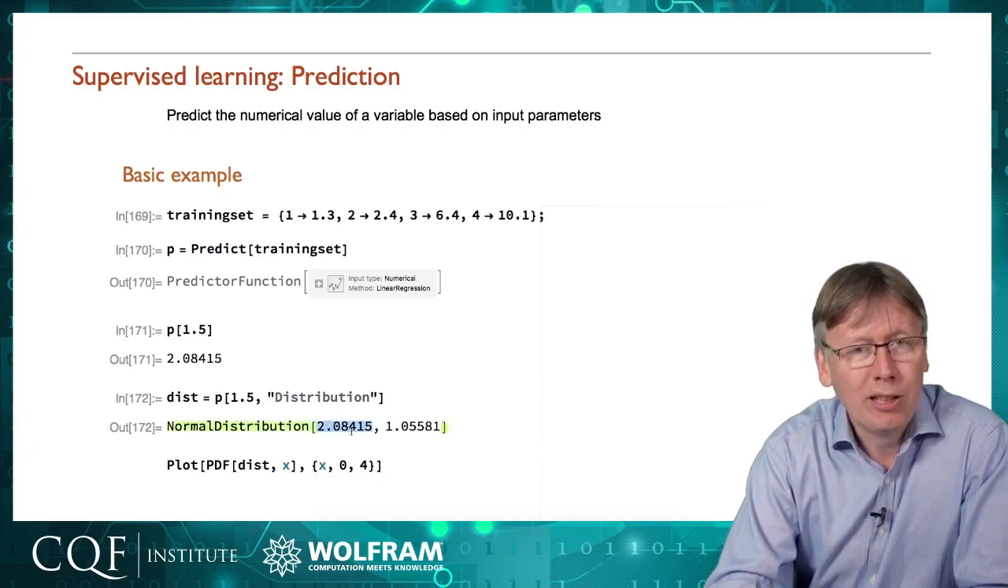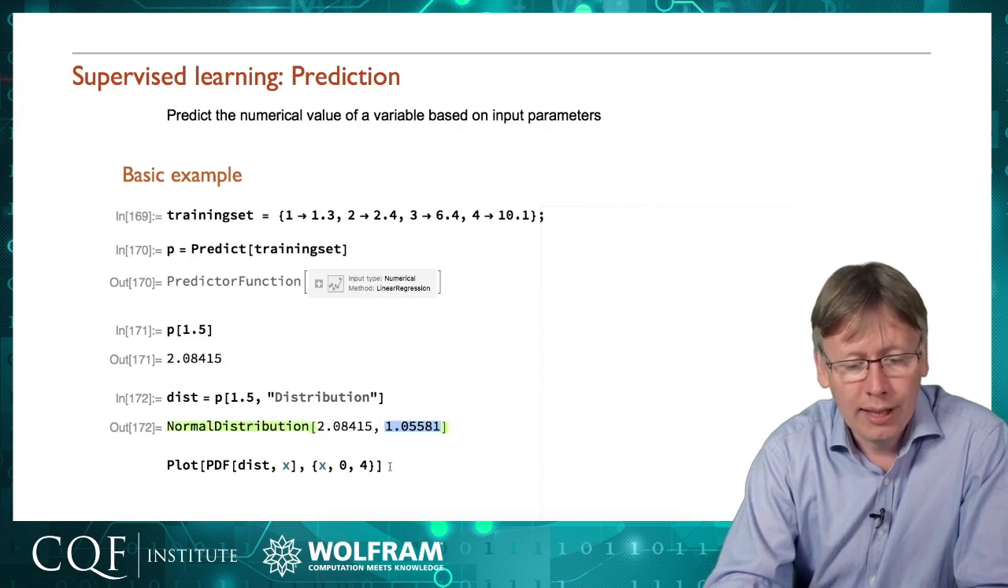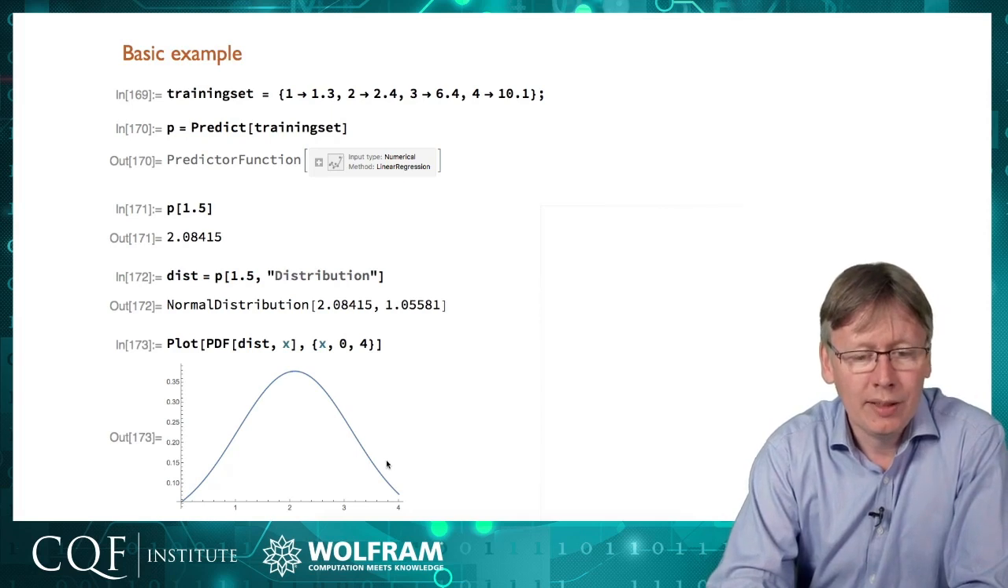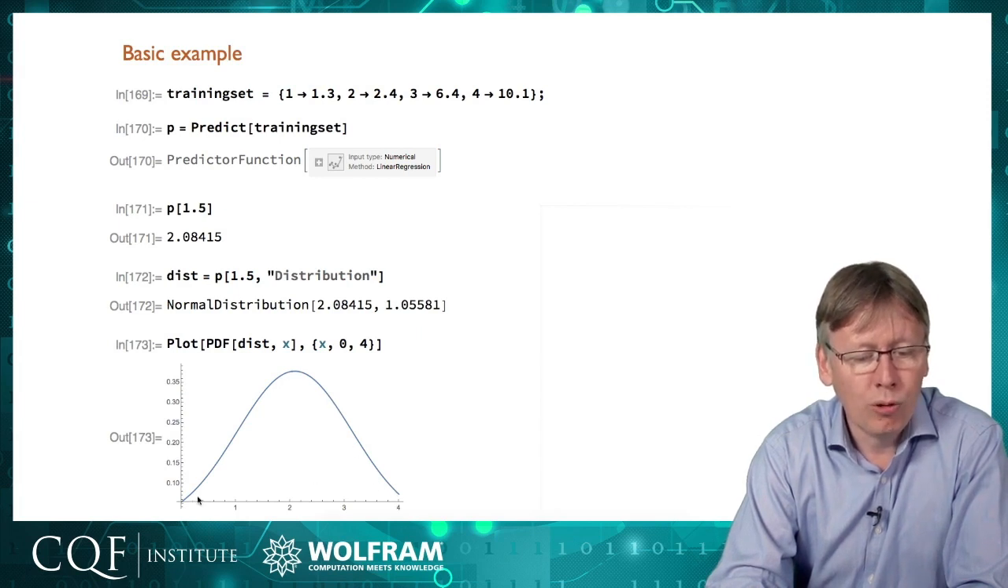In this case, a normal distribution centered on just above 2, which was its best prediction, with a standard deviation of a little bit over 1. And if we plot that, we can see exactly the range of possible values that it believes it can get from this data: that its best prediction was 2, but there's a reasonable chance it could be anything up to about 4, down to nearly 0, before it becomes an ignorable probability.